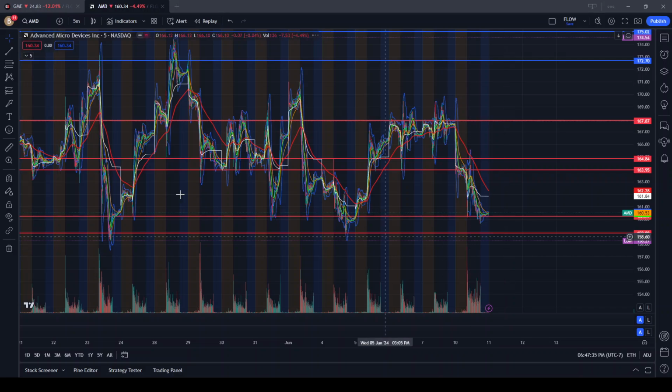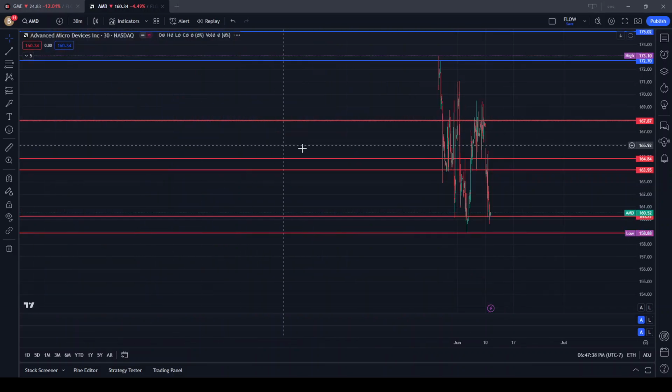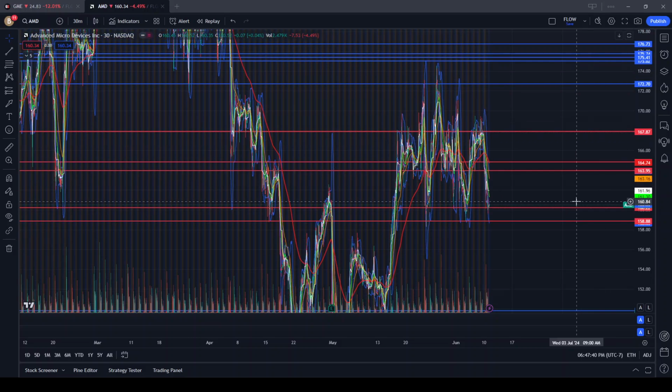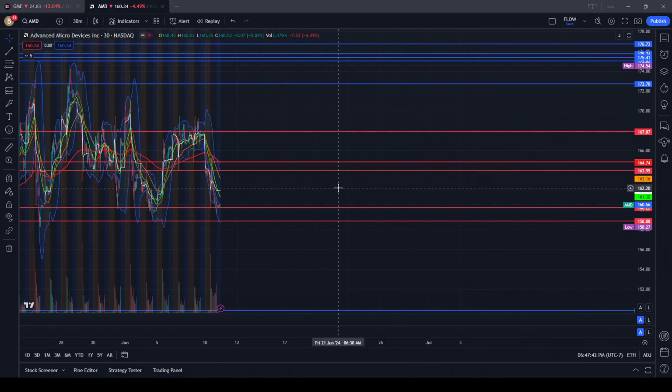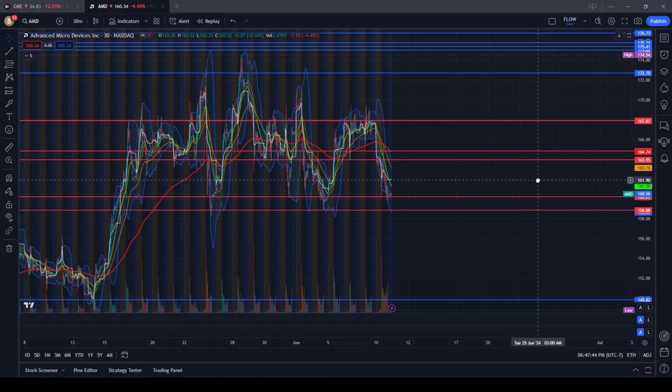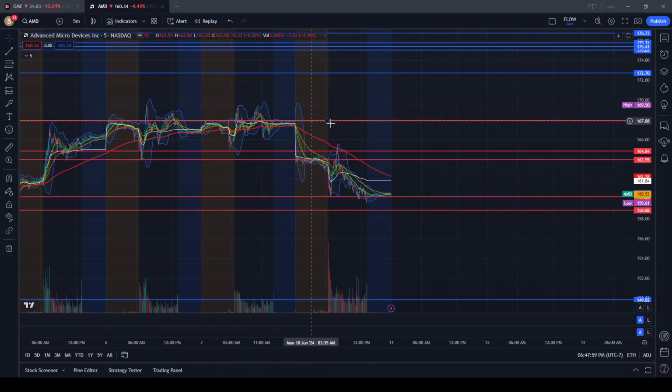If I zoom in and elongate this out over a 30-minute chart, you can literally see where, since let's say May 15th, we have bounced in this exact same zone, just providing free money to each and every individual trader. But today I want to highlight trading that open.